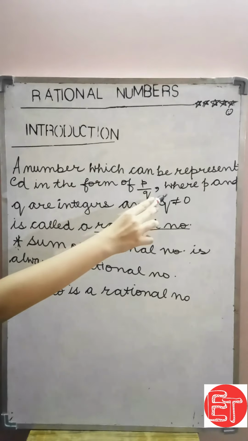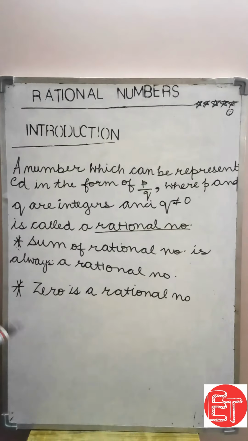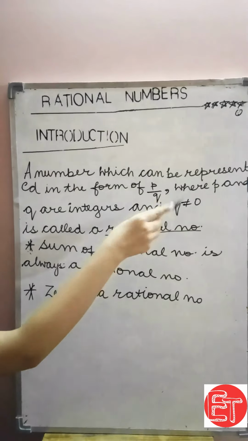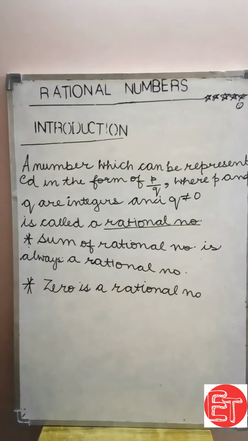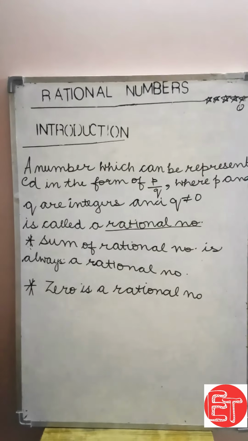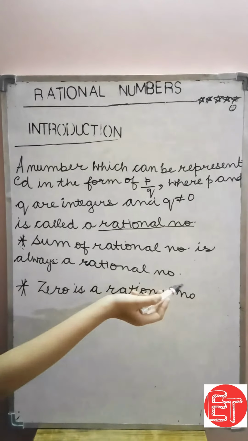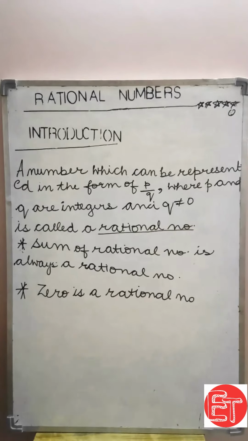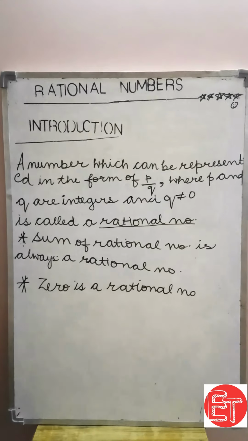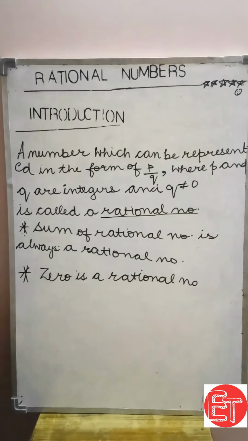Q where P and Q are integers and Q is not equal to 0 is called a rational number. Okay. Another point to be remembered is sum of rational numbers is always a rational number.